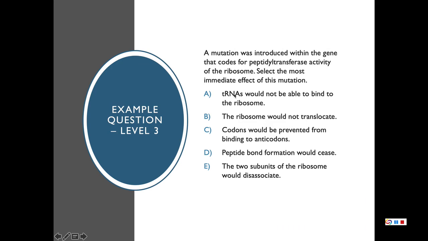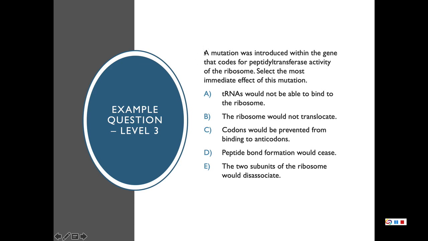Okay, an example question for level 3. A mutation was introduced within the gene that codes for peptidyltransferase activity of the ribosome. Select the most immediate effect of this mutation. So key here, select the most immediate effect. So while all the answers could occur, we're wanting to know what would happen first. What would be the first issue that the cell would run into?